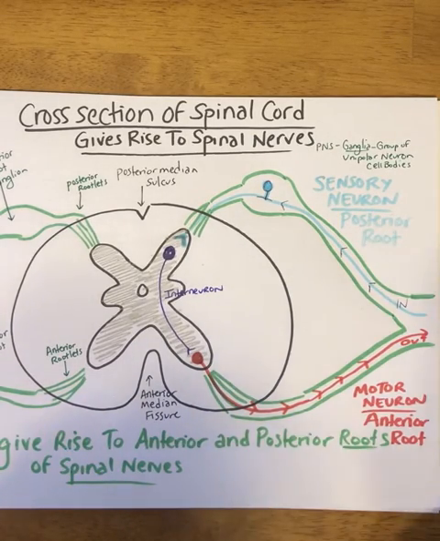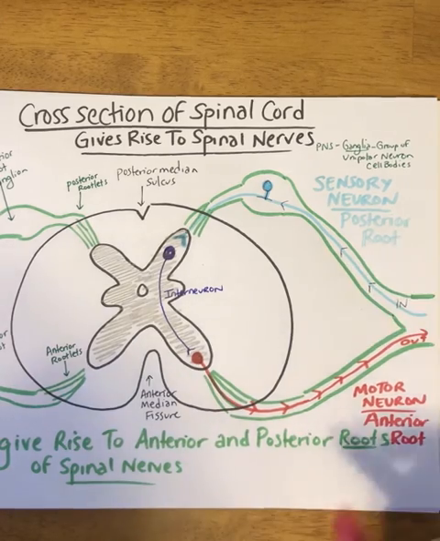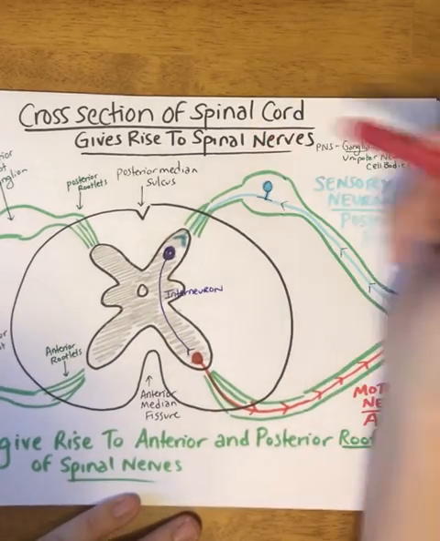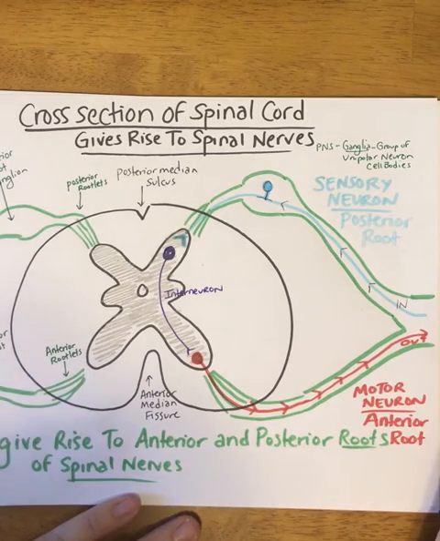So we're about to go over a bunch of spinal nerves, but this is basically the rest of the chapter. So we did a cross section, and now we're talking about the roots, the spinal nerves. So a little anatomy there.